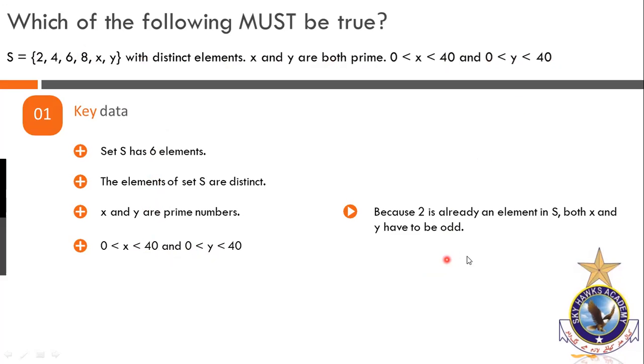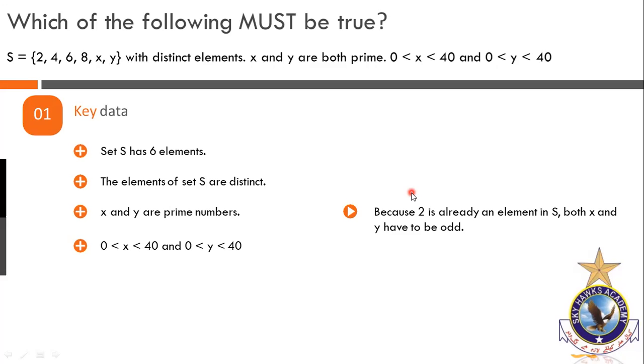Because 2 is already an element in S, both x and y have to be odd. Look at this, the only even prime number is, my question is, what? Isn't it just two? Two. Yes, absolutely right.